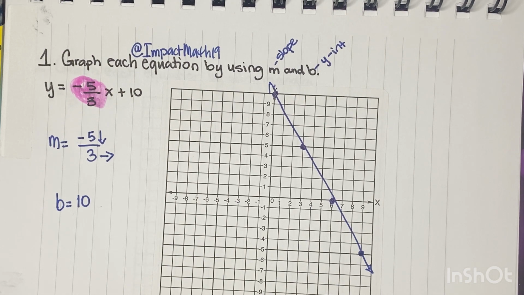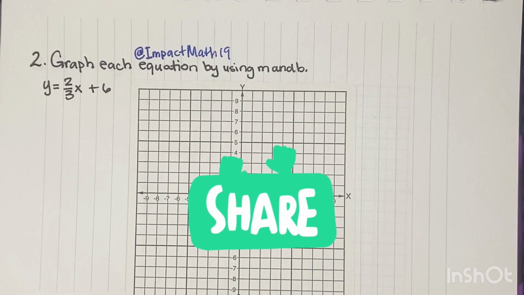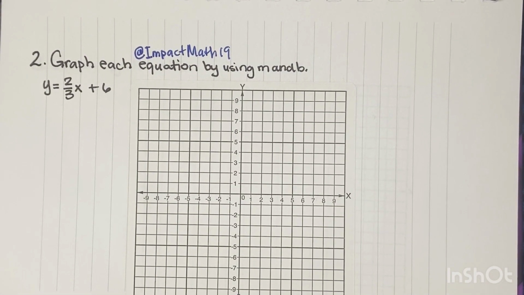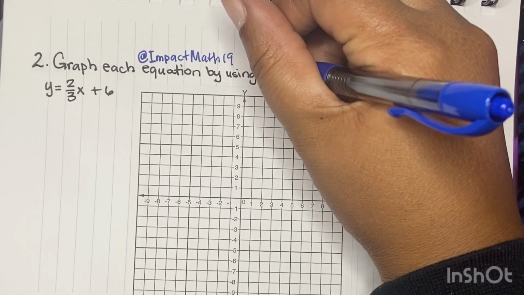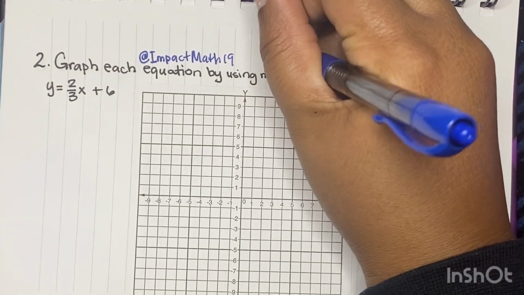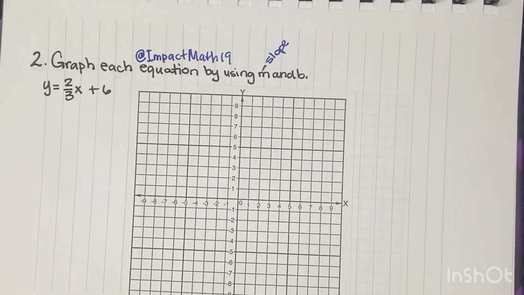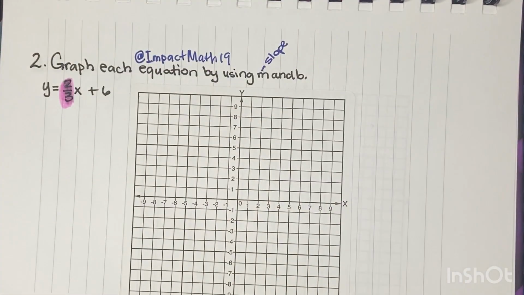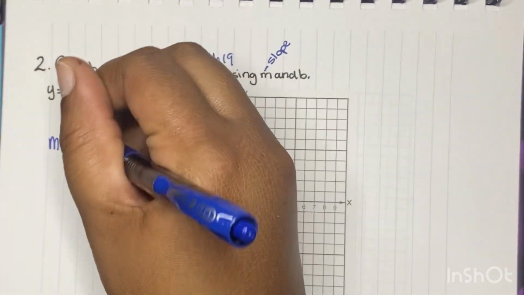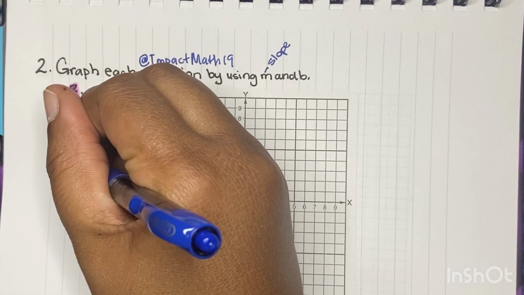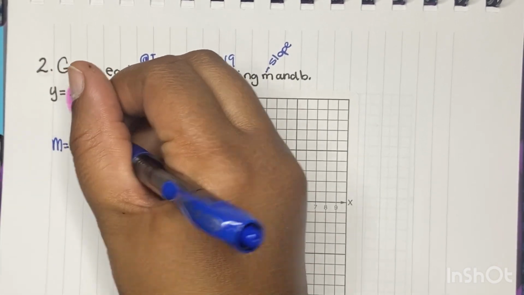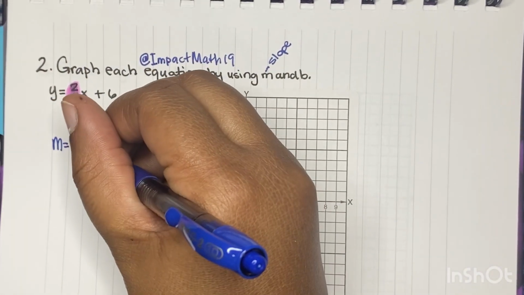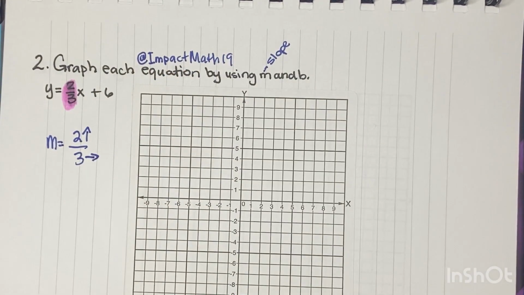Alrighty, let's practice some more. Let's go to the next. Number 2, graph each equation using the m and the b. So our slope, which is always attached to the x. Okay, so right here is the number that's attached to the x. So our m would be 2 over 3. Remember, it's rise, so we're going up 2, and then we're going to the right. We're running to the right, +3.